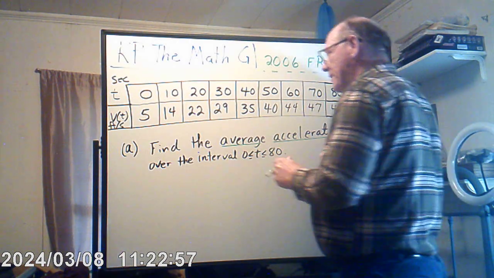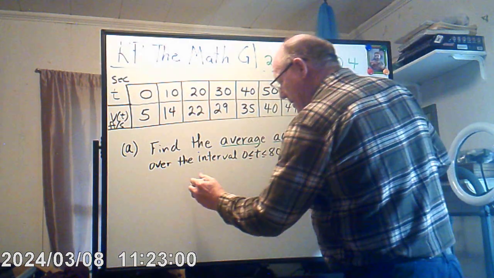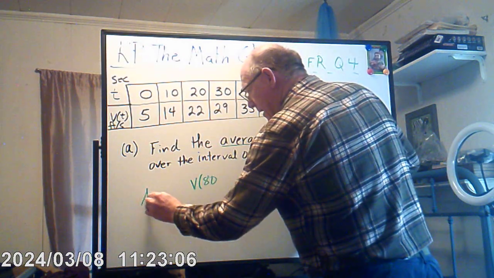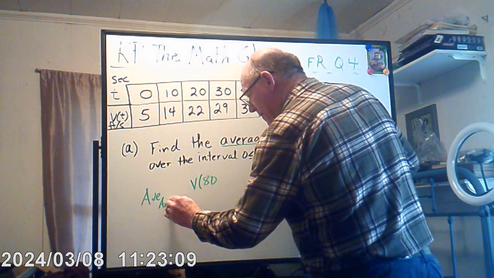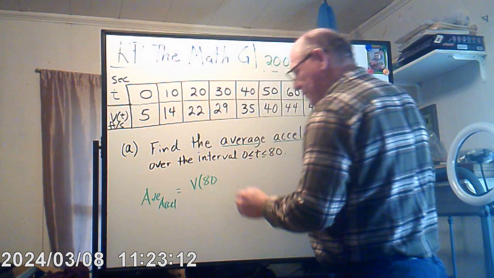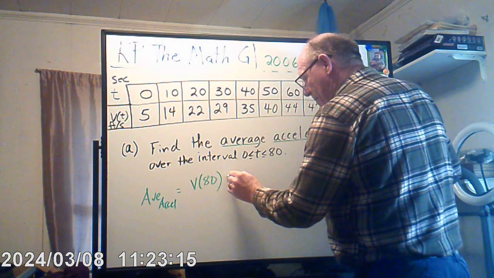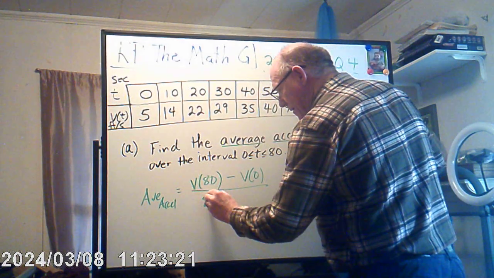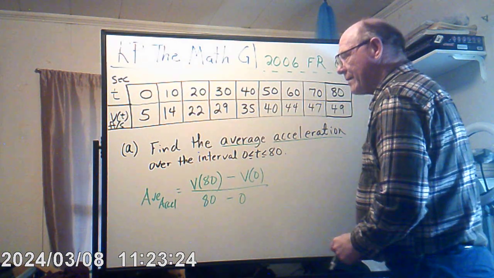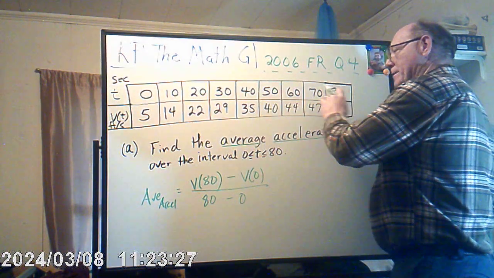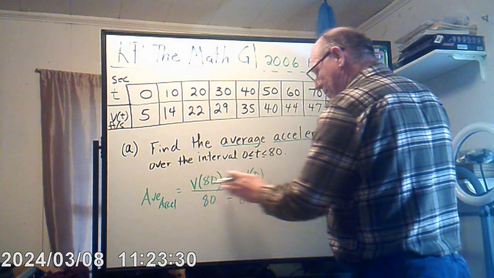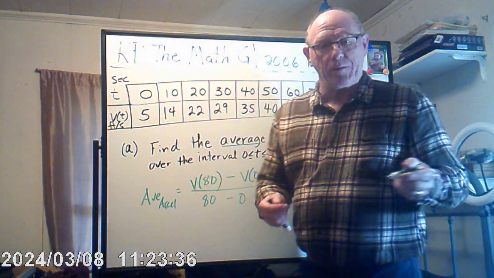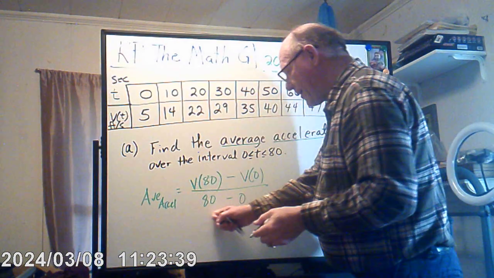All right, so average acceleration is equal to v at 80 minus v at 0 over 80 minus 0. That's it. Here's your t. This is your time on the bottom. v at t. That's just like the slope formula, y2 minus y1 over x2 minus x1.